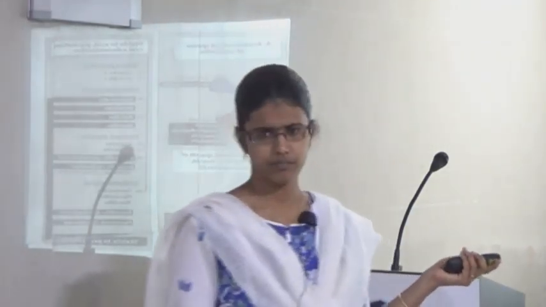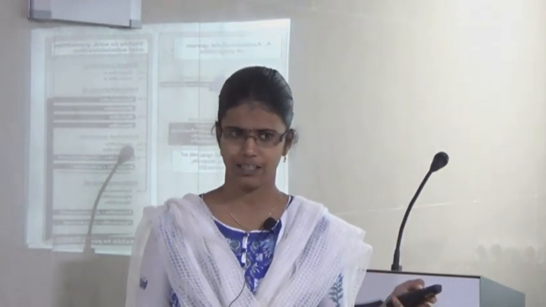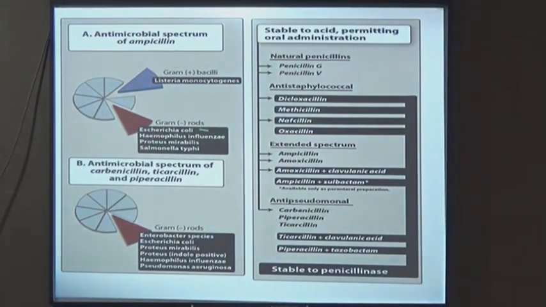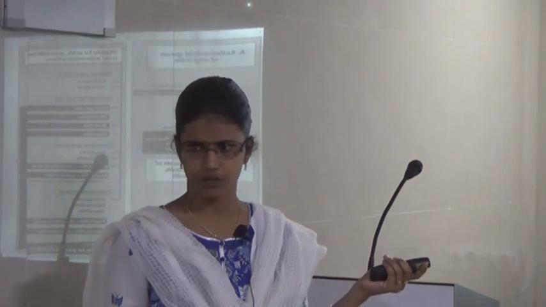And about the spectrum: ampicillin is also effective against Listeria. The earlier gram-positive bacilli were Bacillus and Corynebacterium, and ampicillin additionally covers Listeria. And other gram-negative rods: E. coli, Haemophilus influenzae, Proteus mirabilis and Salmonella typhi. So for typhoid, they will also give ampicillin, and for E. coli infections, and also for Haemophilus influenzae, that is lower respiratory infection.